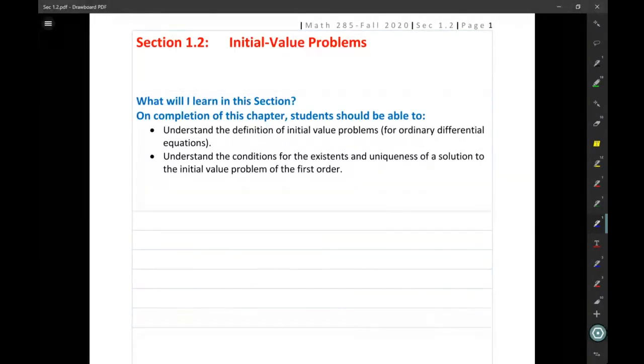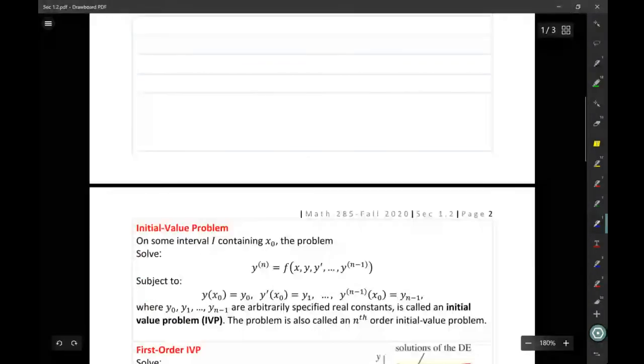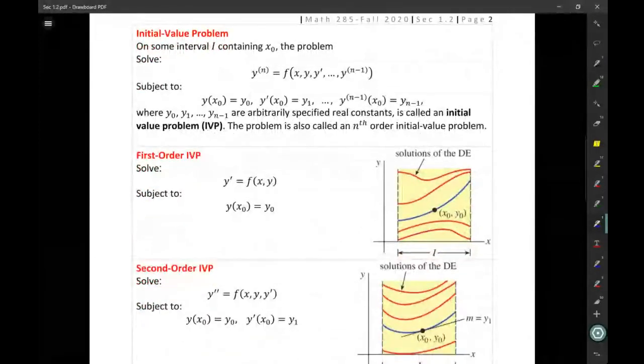Okay, let's go to the next section, which is the initial value problem. This is a very short section, but it has a very important concept: sometimes the differential equation has a condition.